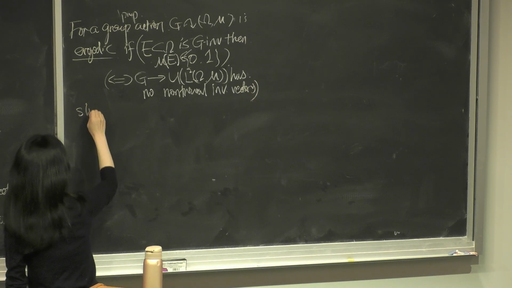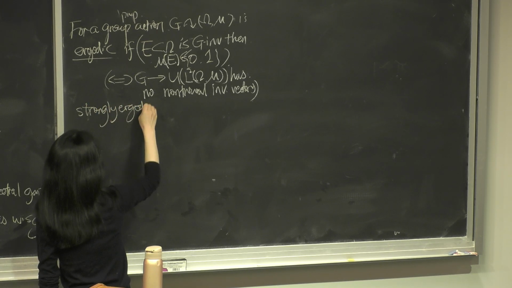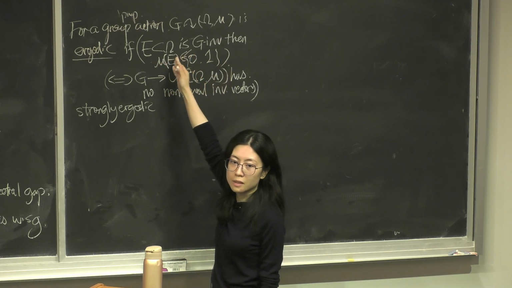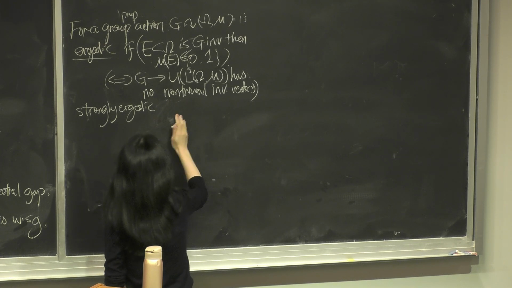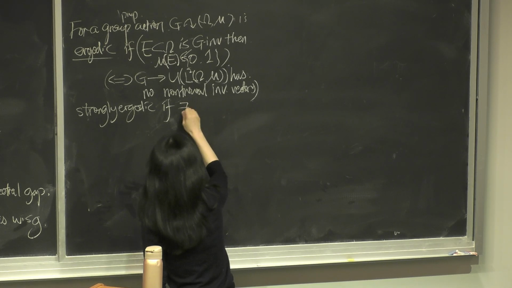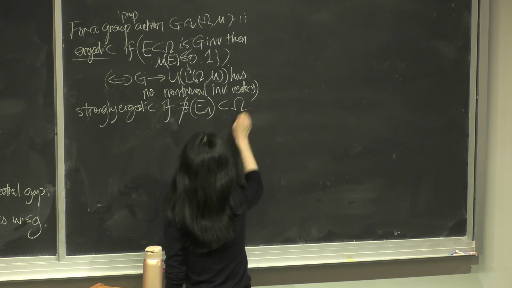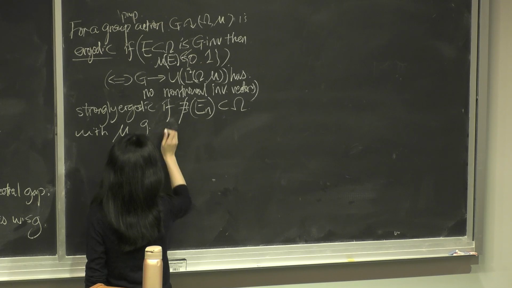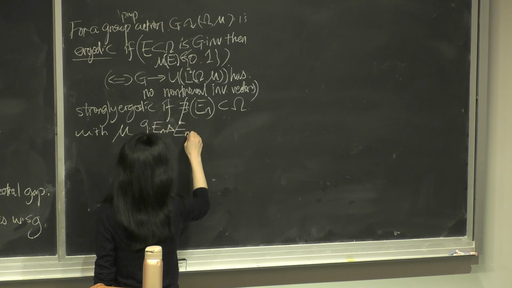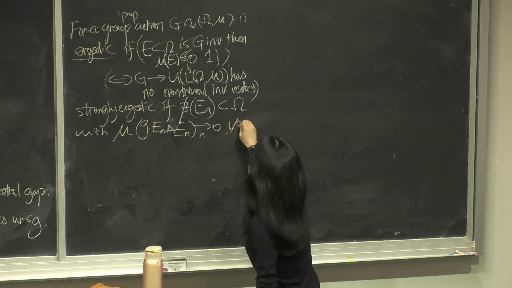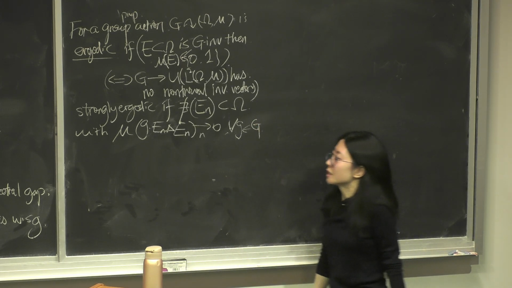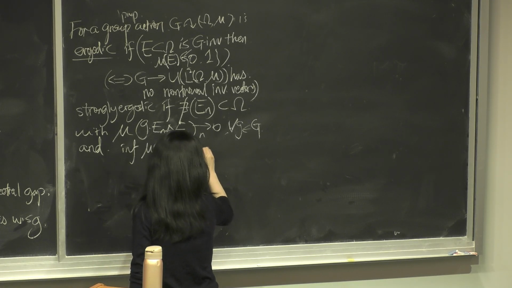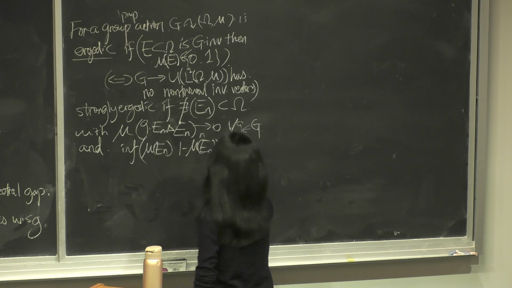And strongly ergodic is really saying that it has no non-trivial almost invariant subsets. So if there does not exist E_n inside omega with symmetric difference of E_n being acted on by any group elements goes to 0, and E_n is not asymptotically null or conull.